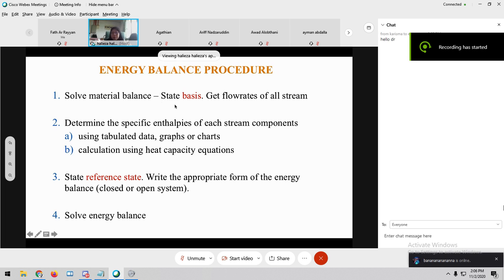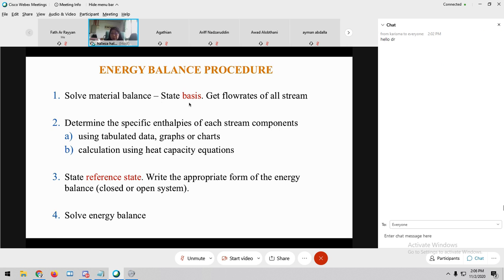Whenever you solve a material balance, you have to have a basis. Normally, the basis is the flow rate that is given, or the amount that is given. But if there's no flow rate given, then you can assume one value, and that is usually 100 mole, or for example 100 kilogram per second. It's better to use 100 because it's the safe assumption to use.